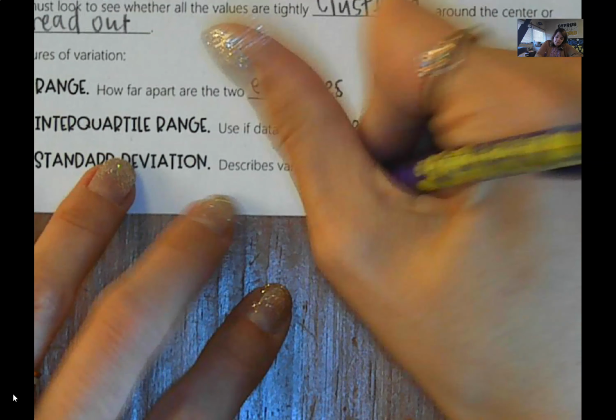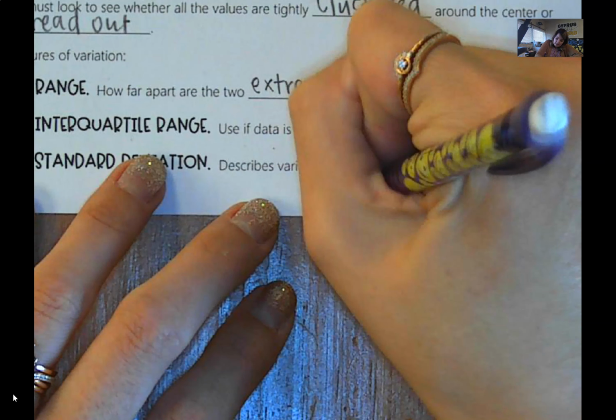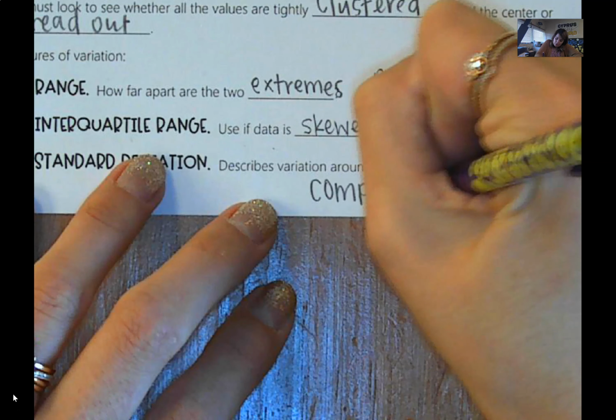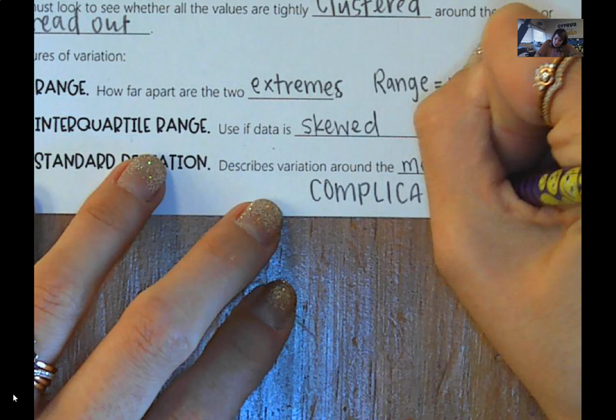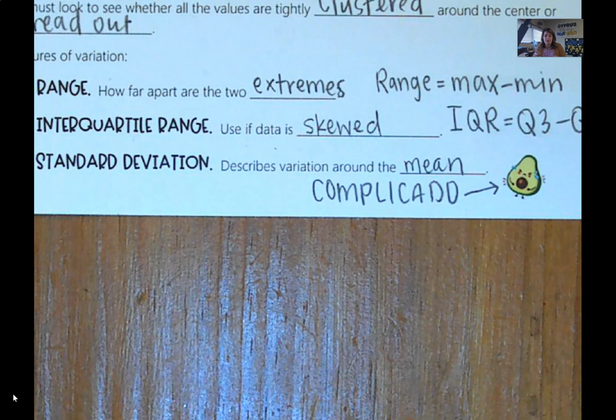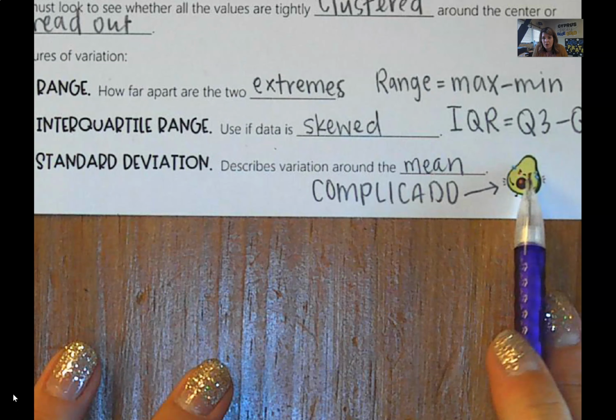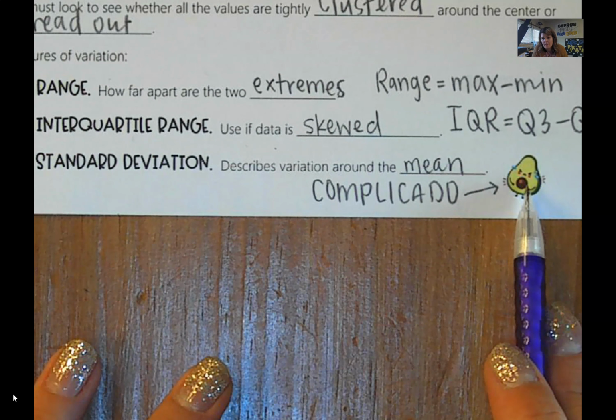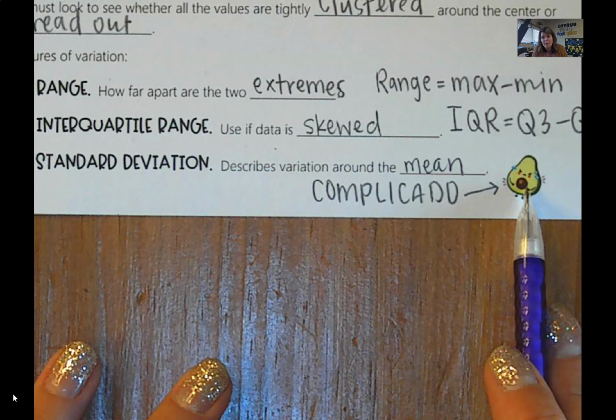Now this guy, he is complicado, or complicated. That's why I have my little complicated avocado here. He's actually kind of a mad avocado. Maybe he's mad because he's so complicated.